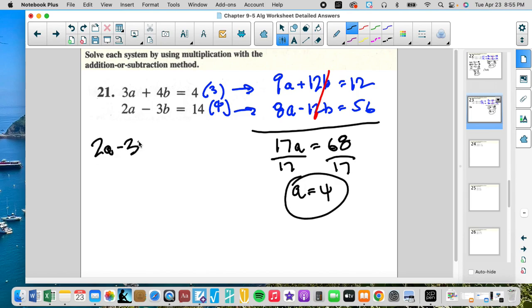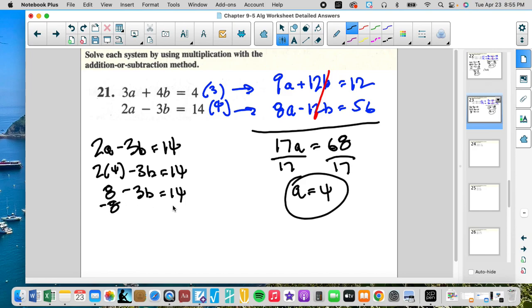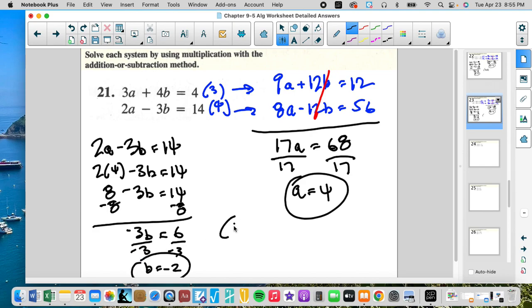2a minus 3b equals 14. 2 times 4 minus 3b equals 14. 8 minus 3b equals 14. Let's subtract 8 from both sides. Negative 3b equals 6. Divide by negative 3. b equals negative 2. Let's do a b.